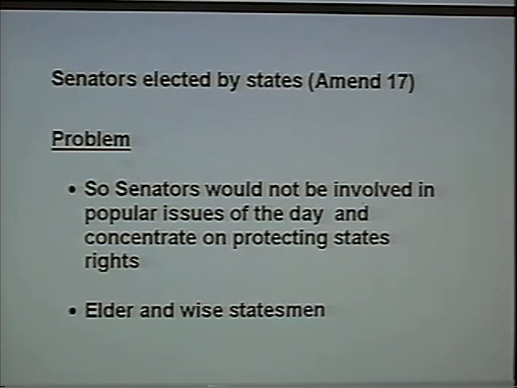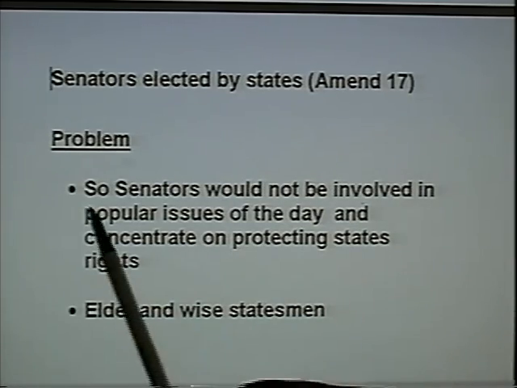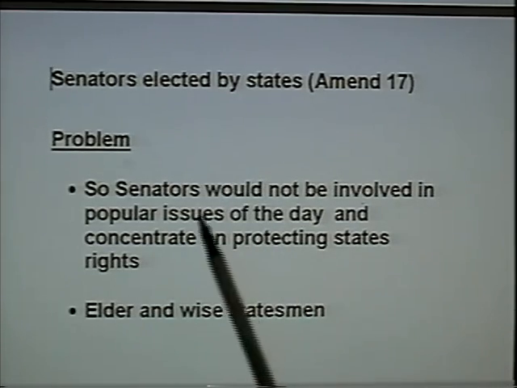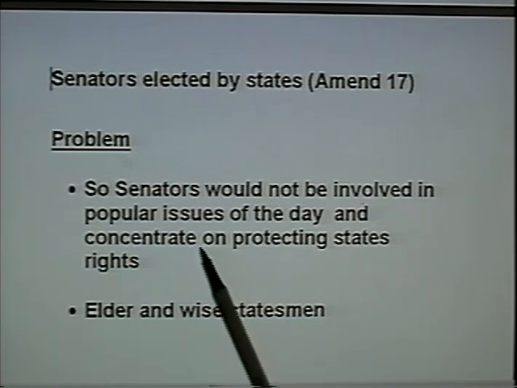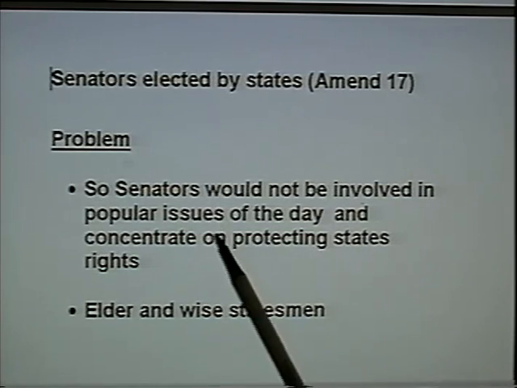In the 1800s, most people aren't even aware that in the original Constitution, senators were elected by state legislatures. They were not elected by the population. The reason was so that senators would not be involved in popular issues of the day and would concentrate on protecting state rights. We already had the representatives to represent the people. You didn't need the senators to do that.